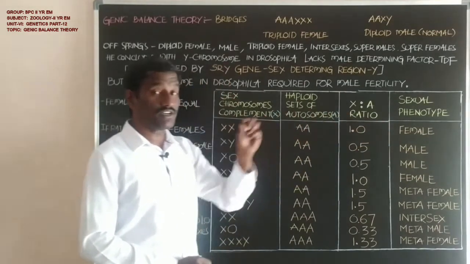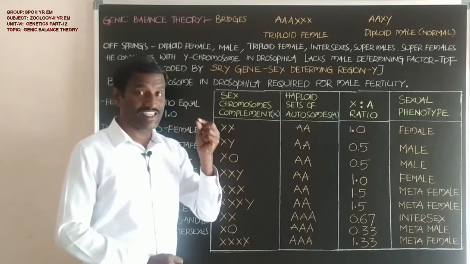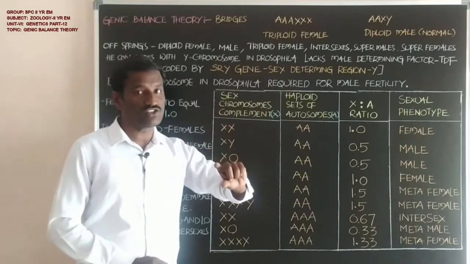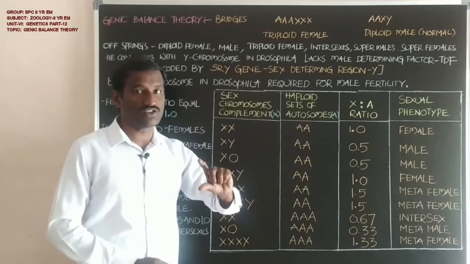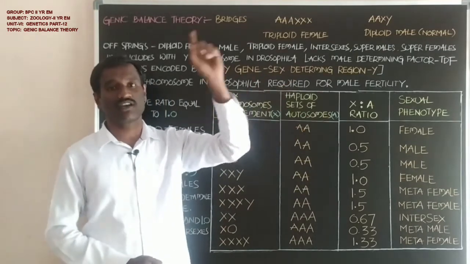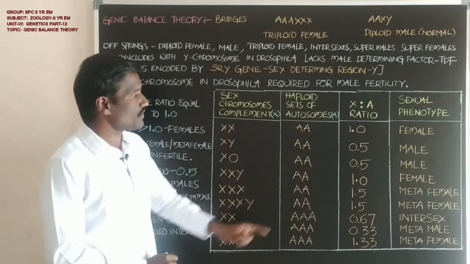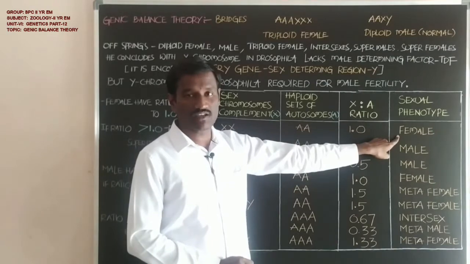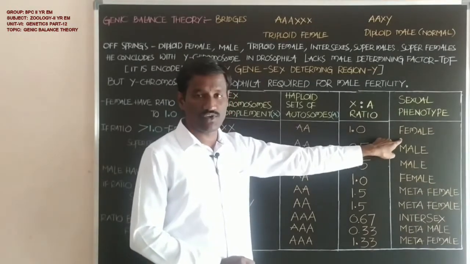Okay, C.B. Bridges also gives the sex index. That means the X by A ratio determines the sex of the individual. If the X by A ratio is equal to 1, the offspring's sexual phenotype is female.